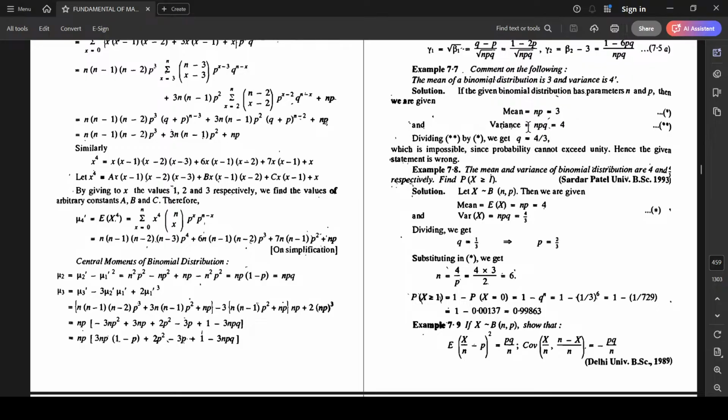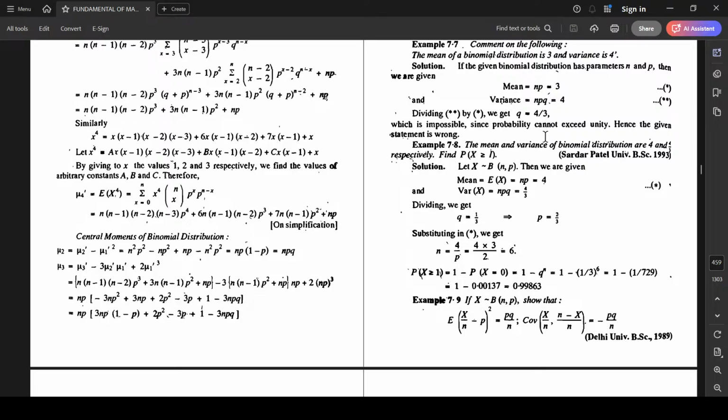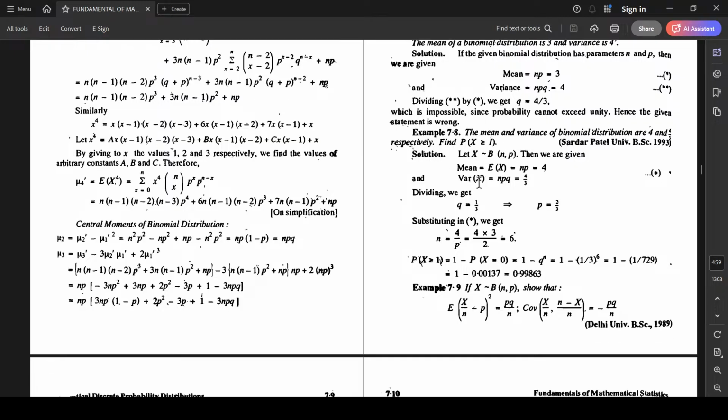Dividing, we will get the value of q. So these two terms will cancel out and q will be 4 divided by 3, which is impossible since probability cannot exceed unity. So this will give you 1 point something, and the probability of an event cannot exceed 1. So that was just the comment.